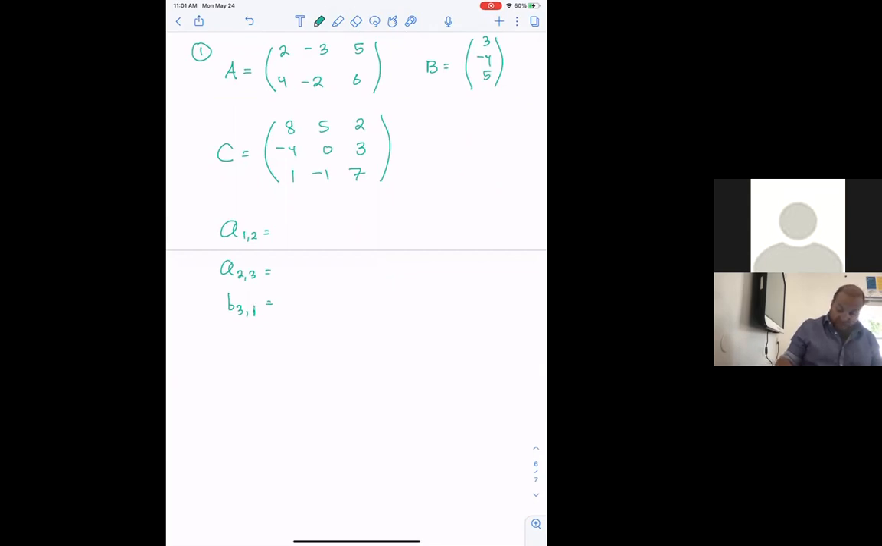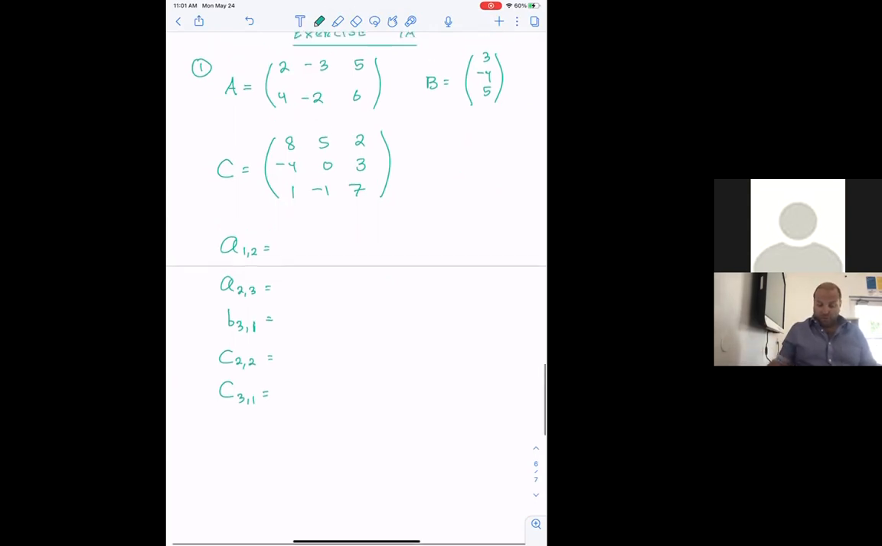What is C22? And what is C31? So again, pause. And then let's check. A12 is first row, second column of A, -3. What is A23? Second row, third column of A, 6. B31, third row, first column, B5. C22, 0. C31, third row, first column, 1. Question 1 is complete.